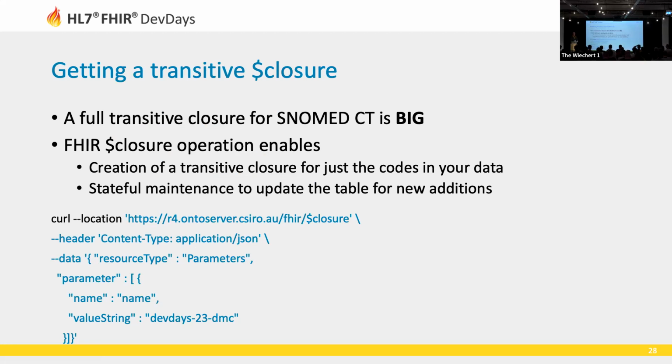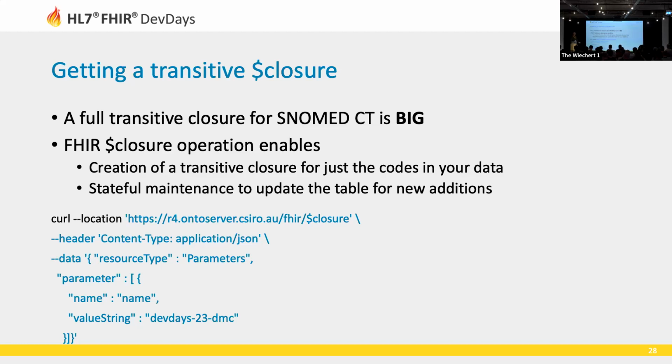So the closure operation in FHIR is a little bit different in that it creates a transitive closure just for the codes. You can do just the codes in your data. So you might have a diagnosis field bound to a value set that is 100,000 concepts, but in your actual data, you might only have 5,000 things in your actual instance data. So you can find out what the relationships are between those 5,000 and not the 100,000 things.